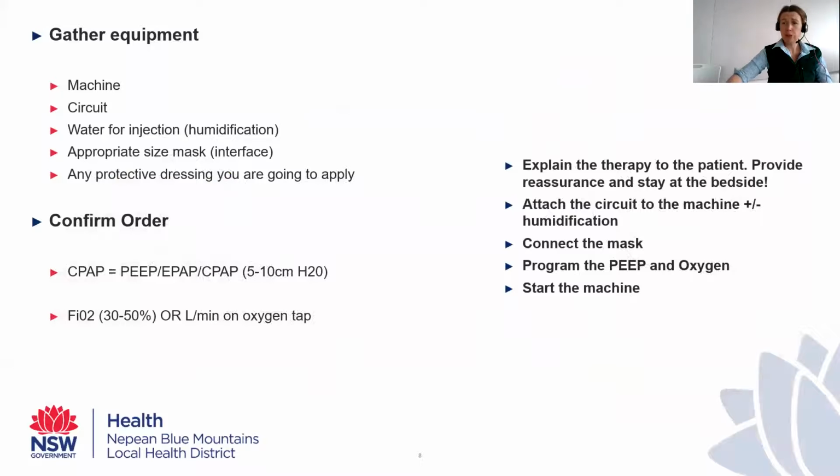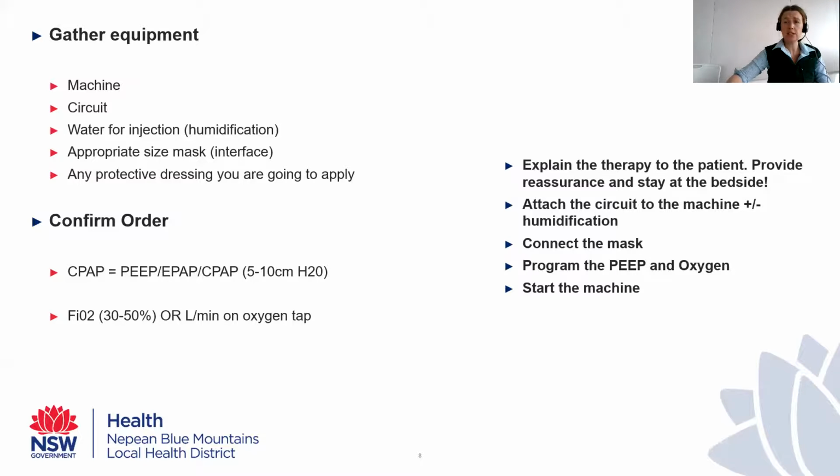So what do we need to apply this therapy? Well, we need our equipment. We need to get a machine, we need a circuit, we need some way of humidifying the circuit, and hopefully you've watched the talk by Anwar on humidification, whether that's active or passive, so a water bath or a HME. You need an appropriate size mask, otherwise known as an interface, and any protective dressings you're going to apply to the patient's face. You need to confirm your order, and for CPAP, you need two things ordered.